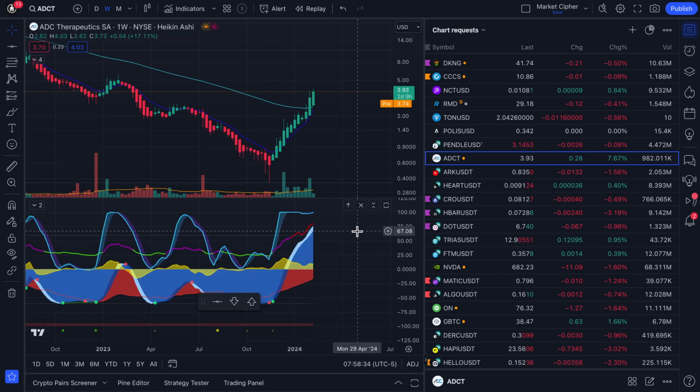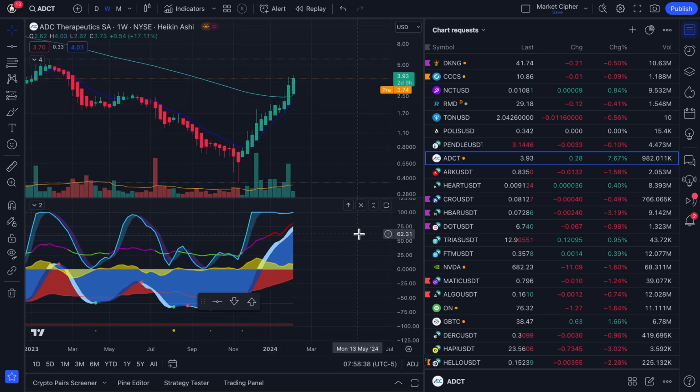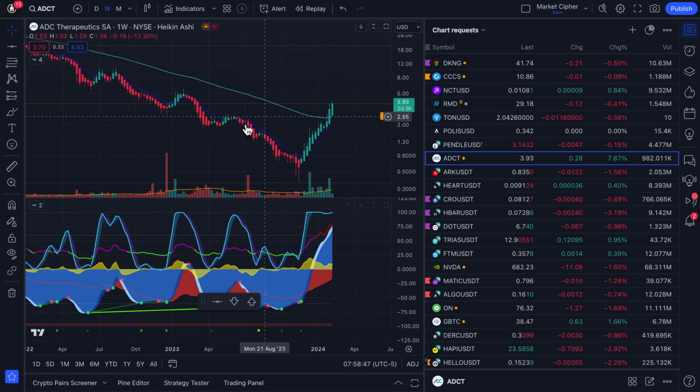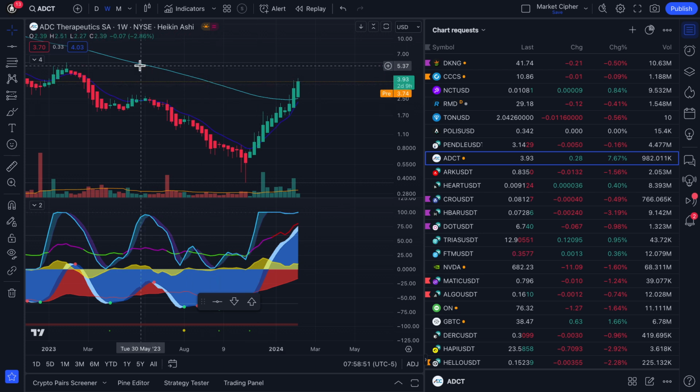ADCT. This looks like a therapeutics, probably some penny stock. But again, we're overextended up here on Market Cipher, and we're coming right into that 50-week moving average. I'm not saying this thing can't continue and keep going, but I am not a continuation trader. That's not how I trade. I trade on the weekly chart. I told you guys my rules.